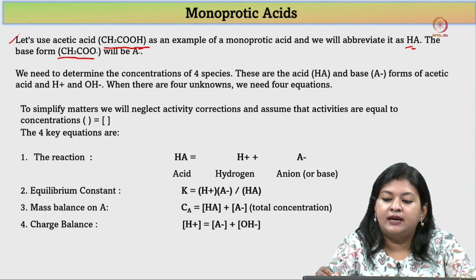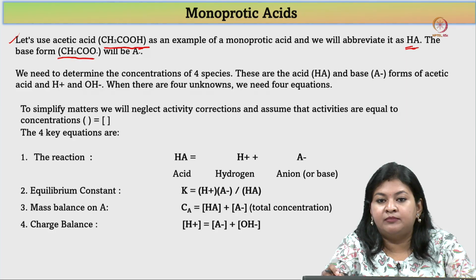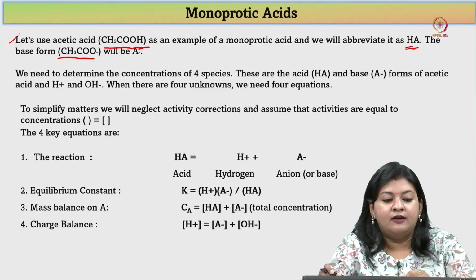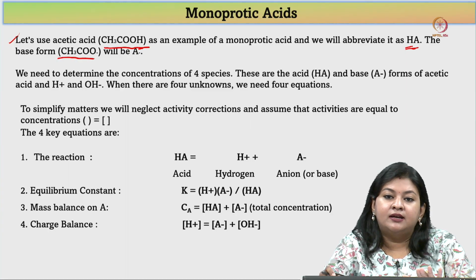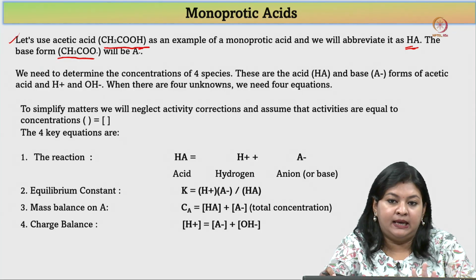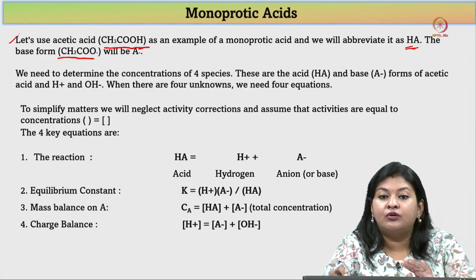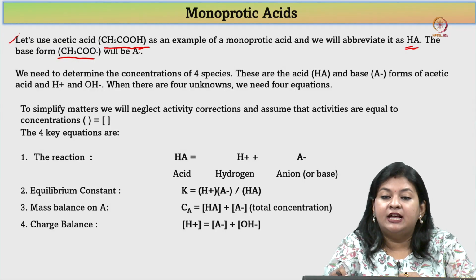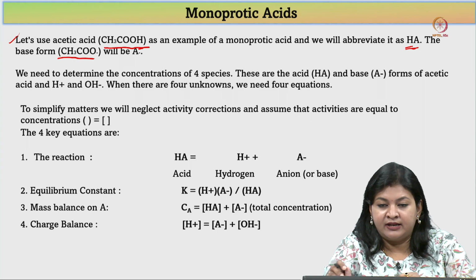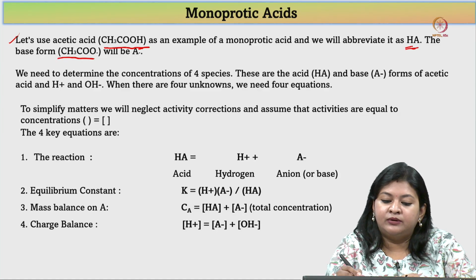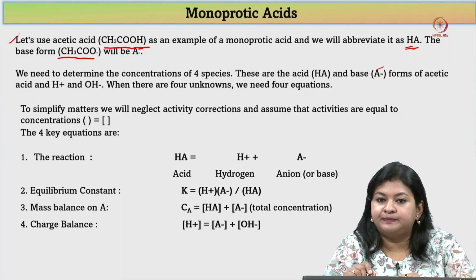So, in HA, H is my proton or hydrogen ion, and A is my conjugate base. Okay. So, for CH3COOH, CH3COO minus is my A. Now, we need to determine 4 components, 4 species. Okay. The first thing that we are going to determine whenever there is an acid base reaction is that HA is going to form this A minus, and there will be some H plus ions forming.